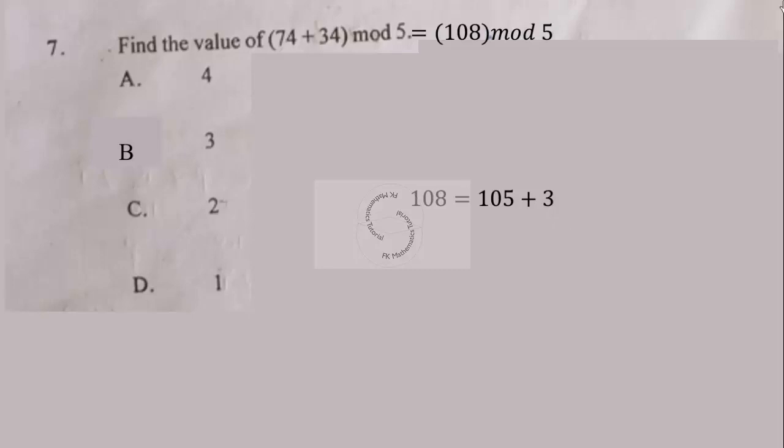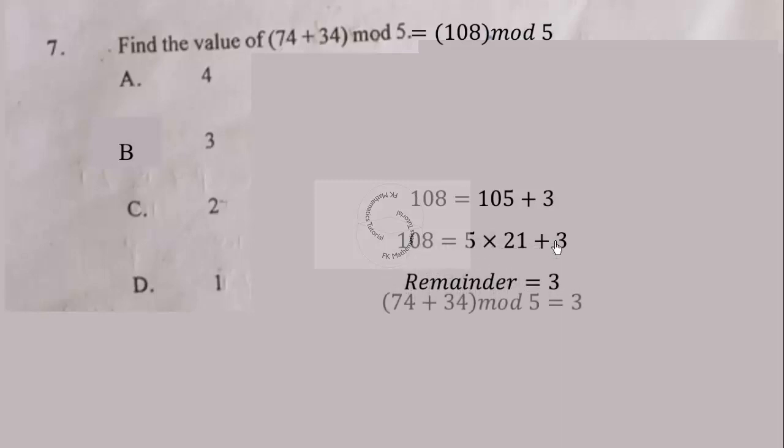In other words, 5 goes into 108 21 times, and we are left with a remainder of 3. Therefore, 74 plus 34 mod 5 is 3. So the correct answer is option B.